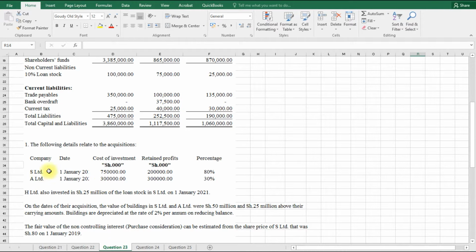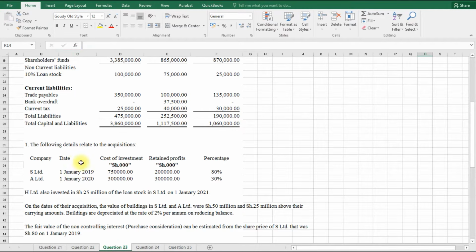So we acquired company S. Date of acquisition was on 1st of January 2019. The cost of investment was 750,000, that is shillings in thousand. The retained earnings on that date was 200,000, and the percentage was 80%. So you can put the 1,000 separator, that way. So this one, S we acquired 80% and A we acquired 30%, which means that S was our subsidiary because we were controlling 80%, and A was our associate because we were controlling 30%.